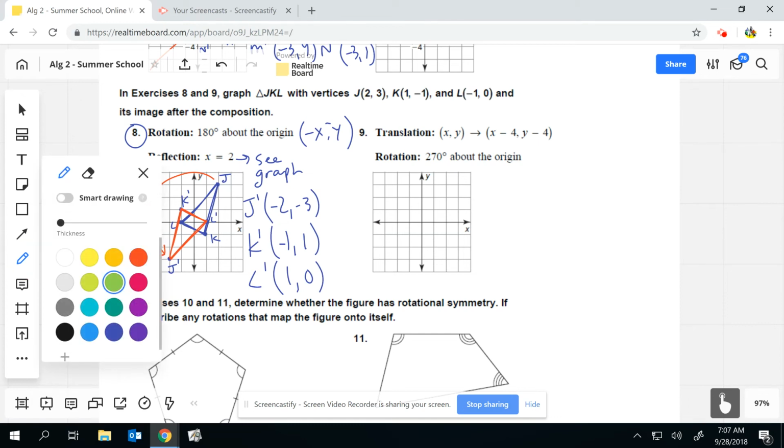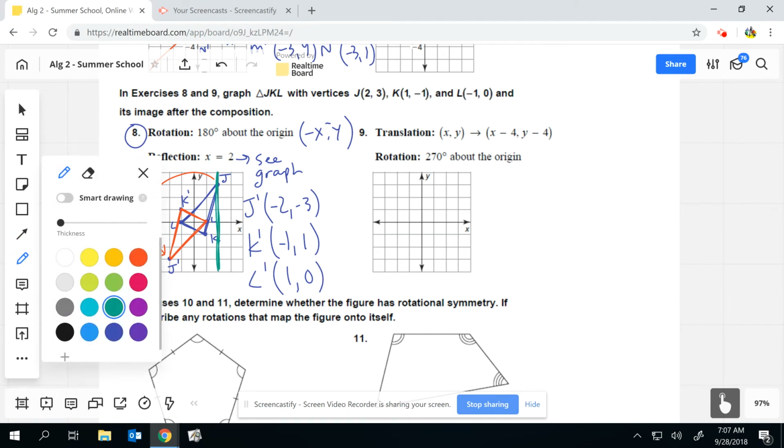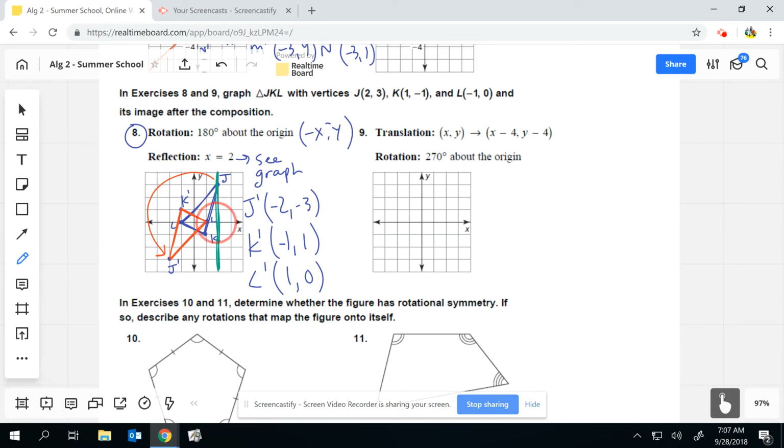Now let me draw in, I'll do it in green here, the line x equals 2. It's got to go through the x-axis at 2. So we're going to need to rotate the red one over that line, and it's going to go off our graph a little bit. Let's make it purple. You can see L is 1 unit away, so we're going to need to go 1 unit away here. So that's going to be L double prime.